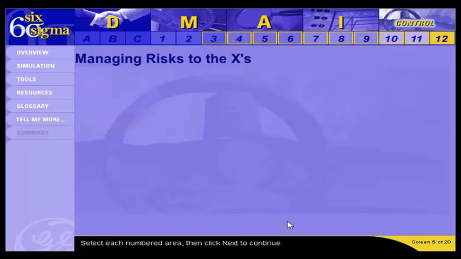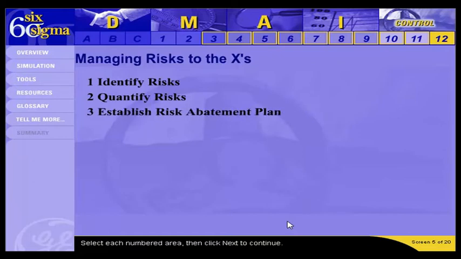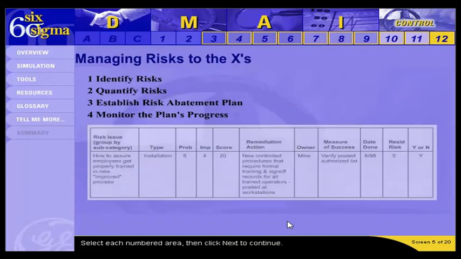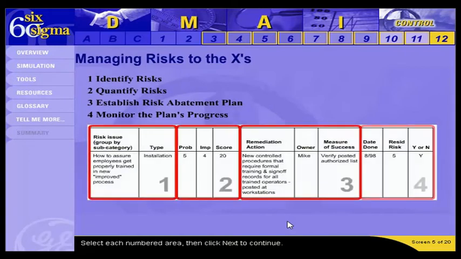Risk management provides a systematic method for identifying risk elements that might interfere with improvement and control, quantifying those elements, establishing a risk abatement plan, and continuously monitoring the progress of the plan. It is a clear method of communicating risks to management and drives clear decisions on risks. This is a sample risk management document.